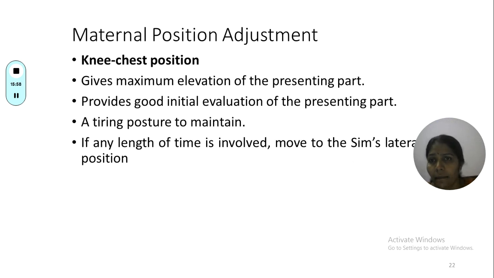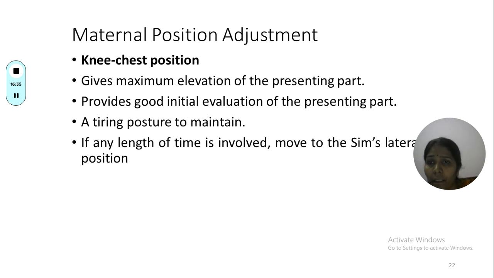Maternal position adjustment. So what position is favorable? We have knee chest position and exaggerated Sims. Knee chest position is feasible if the patient is in a hospital setting and the OT is nearer. In such cases, we can keep the patient in a knee chest position because it will be a short duration of time before she is shifted to the OT and delivered. But if she has to be transferred from the periphery to the hospital for a prolonged period, it would preferably be an exaggerated Sims position, which is better to relieve compression.